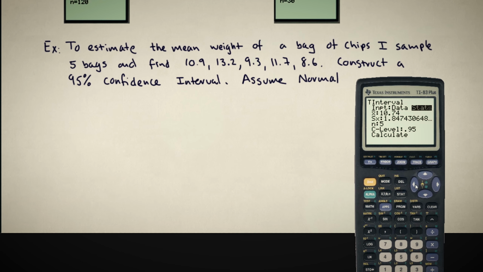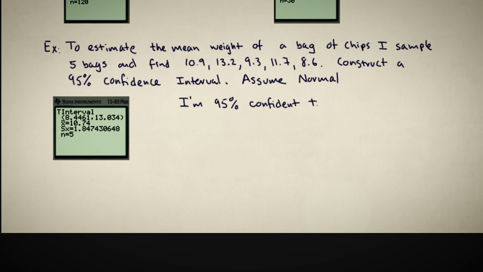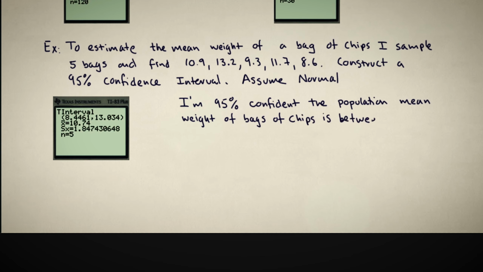Or if you want to skip that step, you can just put the data in the calculator and then have your t interval input set on data. And then since I put the data in L1, I want to make sure that this list is on L1, the frequency is always on 1, and my confidence level is 95%. I am 95% confident the population mean weight of bags of chips is between 8.4 and 13.0 ounces.